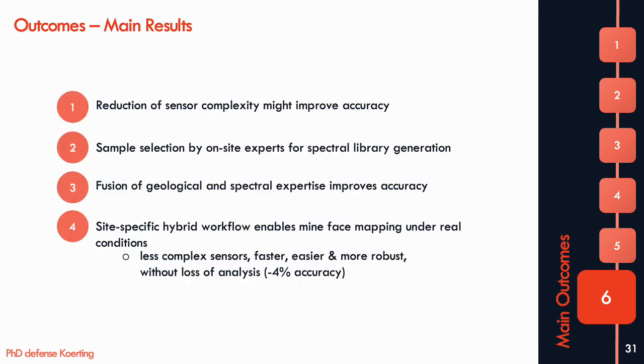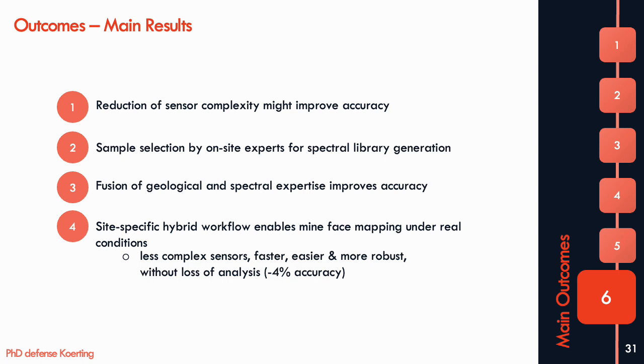This already brings me to my outcomes and main results. So first, I found that the reduction of the sensor complexity might actually improve the accuracy in the context of mining and in the context of distinguishing between broad material categories. Second, the sample selection has to be done by on-site experts for the spectral library generation. And third, the fusion of the geological and the spectral expertise improves the accuracy and the mapping, what you could see in my example of the cluster reduction for Apliki, for example.